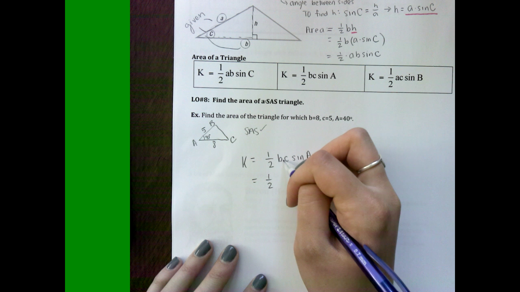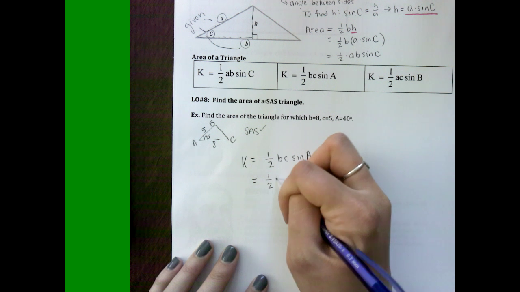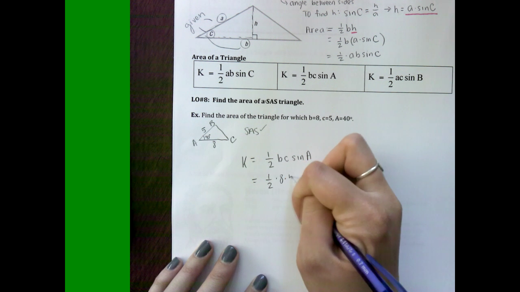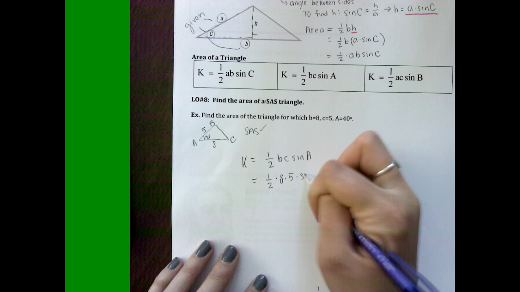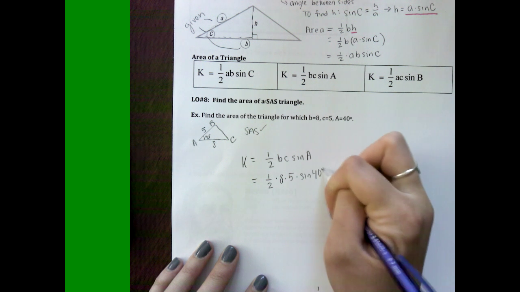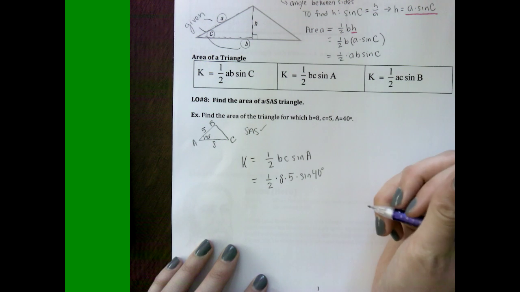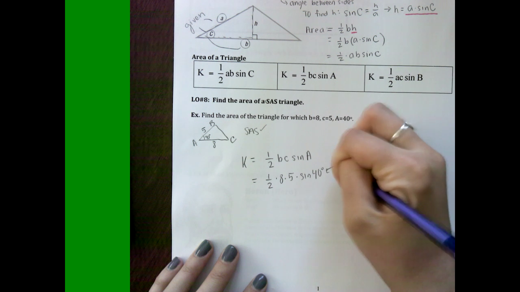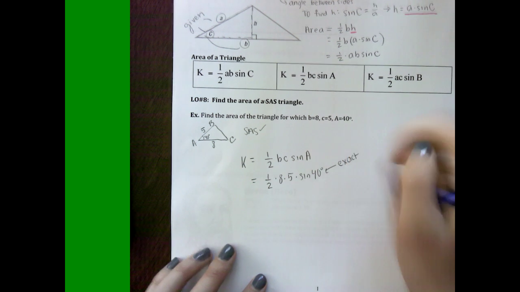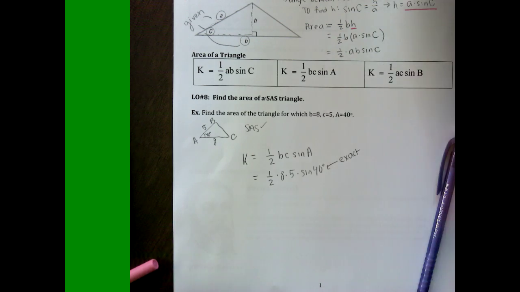I'm going to now replace everything. So B is an 8, C is a 5, and then we have sine of 40 degrees. And then you can type that into a calculator. So this is the exact answer. And then when you type it in the calculator, you get an approximation.